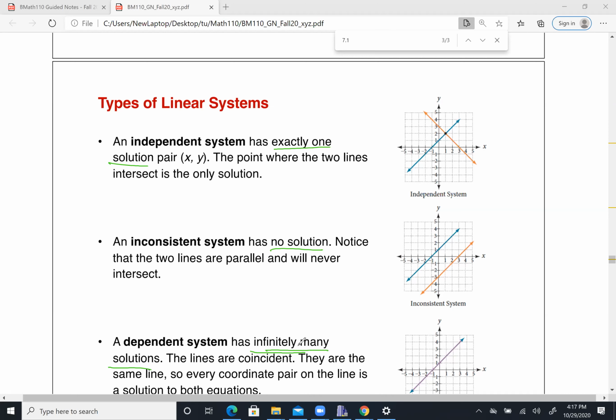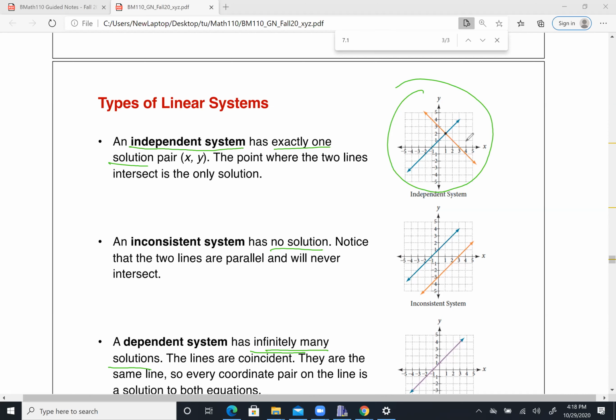For the case that has exactly one solution, we call it an independent system. You can take a look at the graph here. The 2 lines have only one intersection. That's an independent system, and it has exactly one solution.